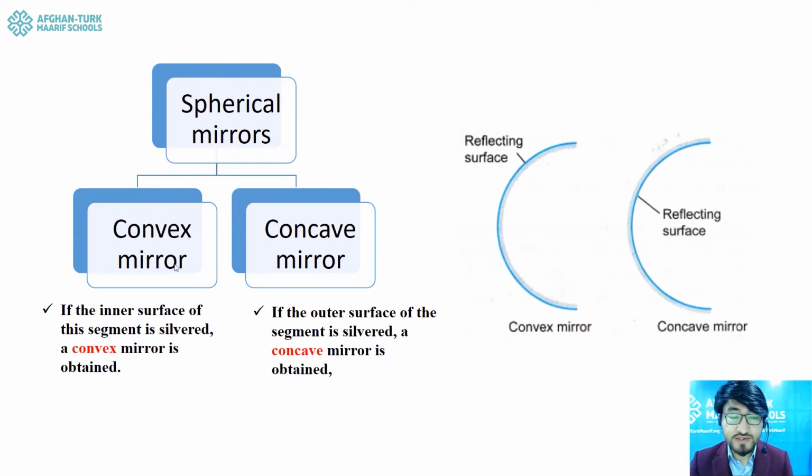Let's come to the convex mirror. If the inner surface of this segment is silvered, a convex mirror is obtained. Look at this figure. The inner surface is silvered and the outer surface is the reflecting surface. This mirror is called a convex mirror.